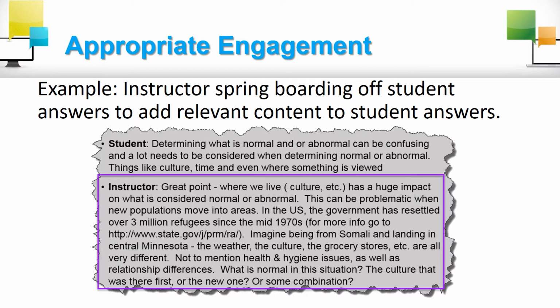An example of an instructor springboarding off a student's post to add relevant content to student answers. Here, the instructor is able to add concrete examples to the student's response and then ask additional questions to take the conversation further.